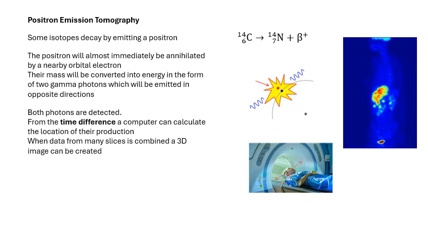Then both photons are detected, and what the computer does is it works out the time difference, and from the time difference of them being detected, it can calculate the location. So you do this in slices. So again, it's tomography. Remember, tomos means slice. So you do it for cross sections, and then all of this data can be combined into a 3D image.